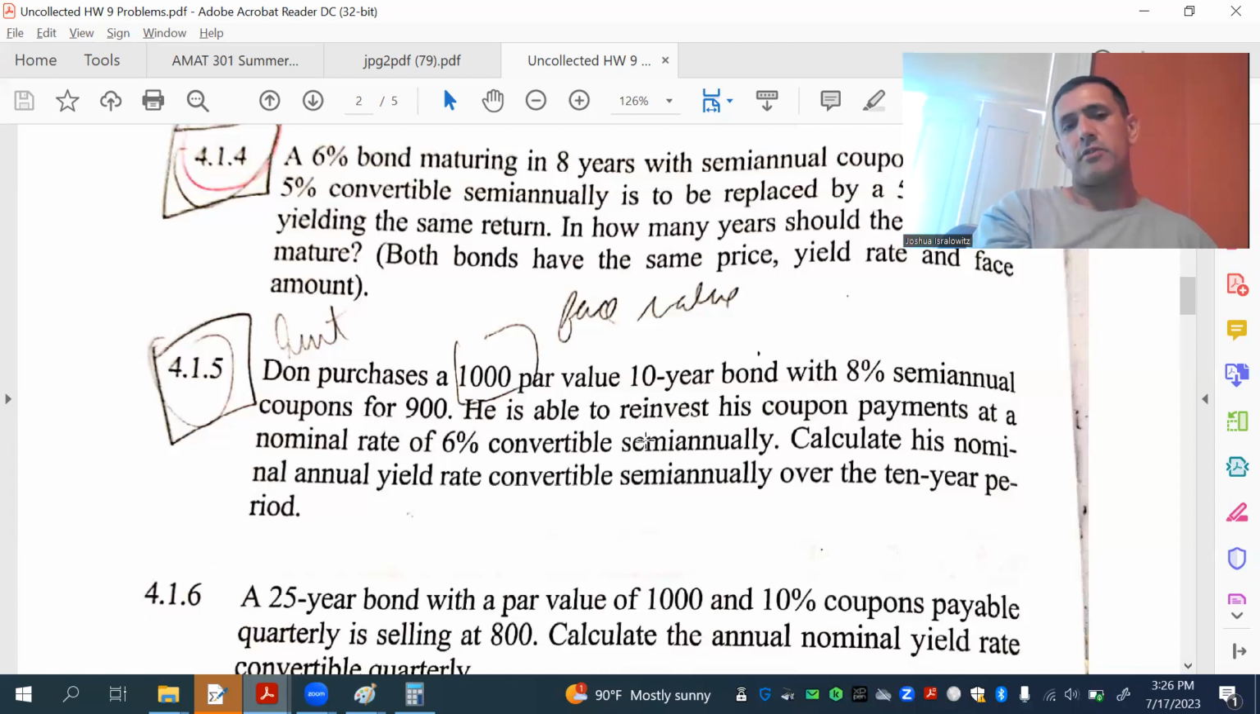So the idea here is very simple. You invest $900, and then at the end of 10 years, you get your $1,000 back. So I should specify par value means face value. They're synonymous. They're the same thing. So you get your $1,000 back after 10 years, and you get the accumulated value of your coupons after 10 years. So you spend $900, and get those two things back after 10 years: the face value of $1,000, par value, same thing, and the accumulated value of your coupons.